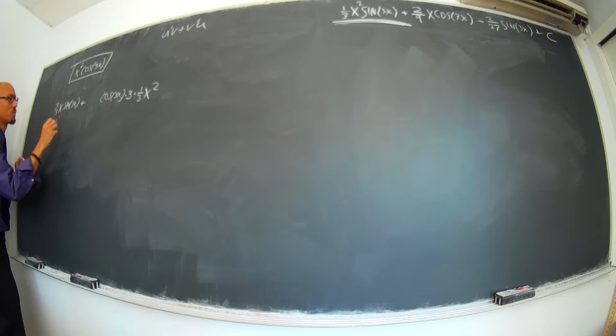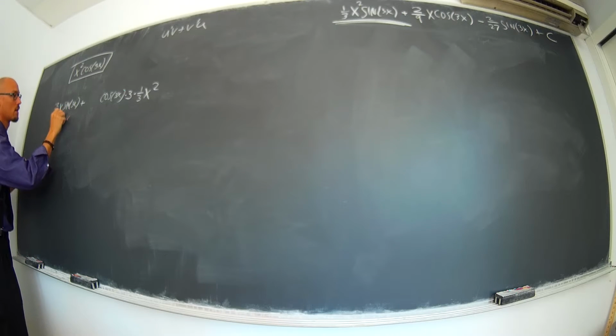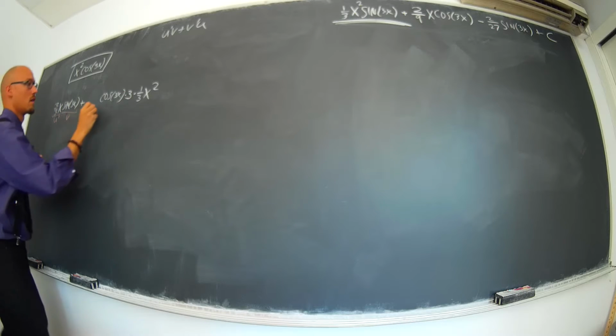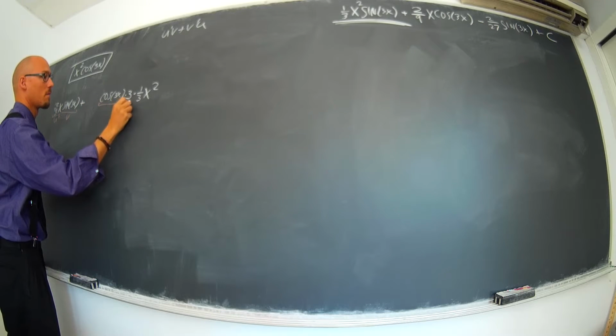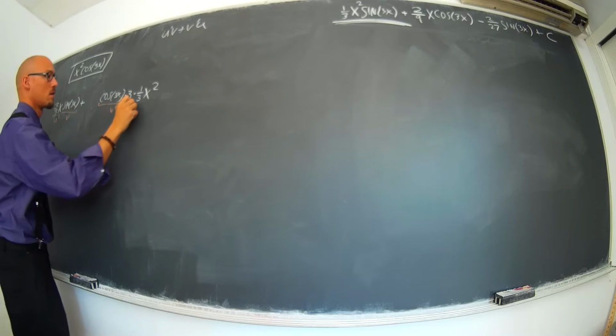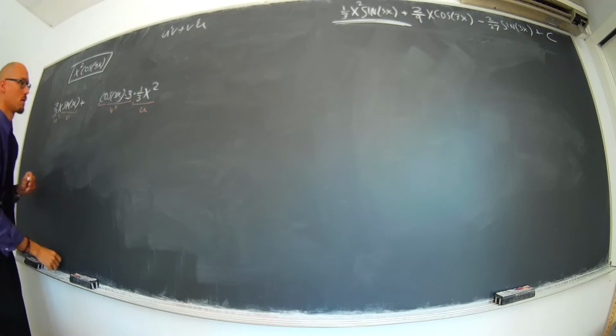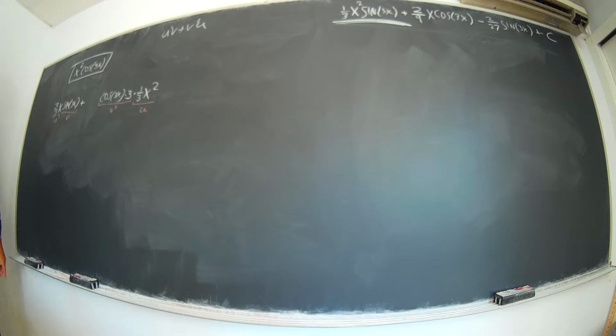That looks like u prime v plus v prime u, times just 1/3. Yeah, 3 cosine. So that's the derivative of the first term, 3x squared, times u.